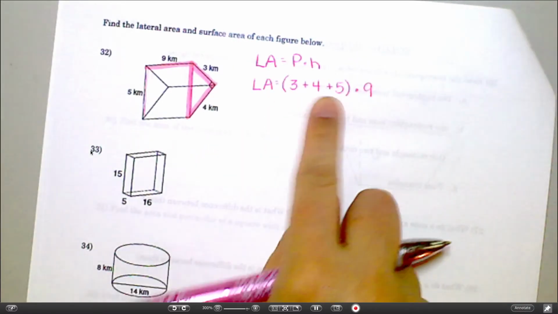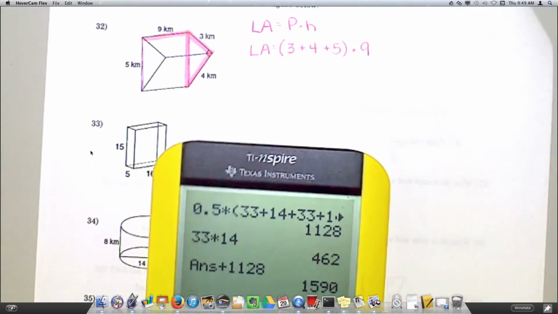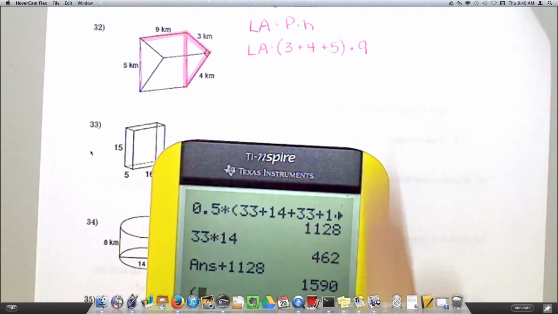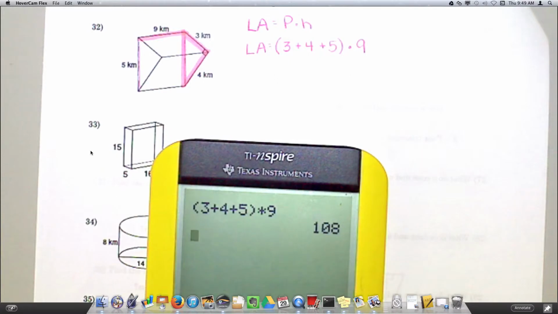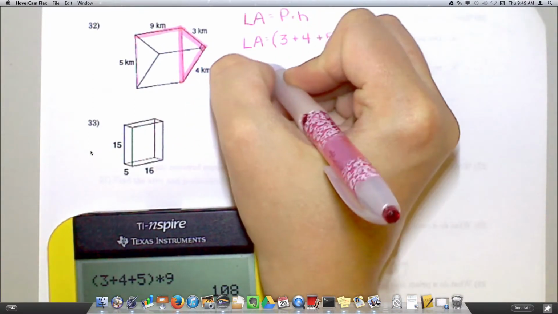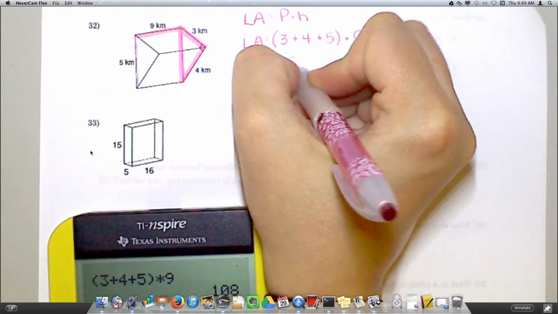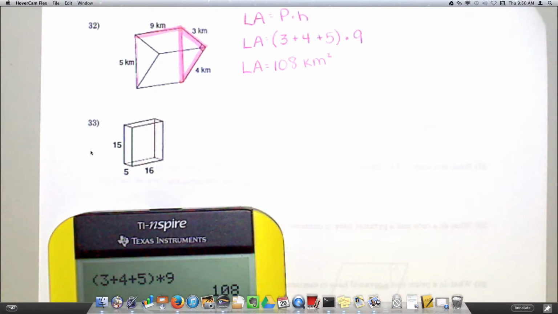You could type this in a calculator all at one time. Actually, that's probably the more efficient way to go. Make sure you put that perimeter in parentheses, though. So I would do (3 plus 4 plus 5) times 9. That's a total of 108. So my lateral area, the area of all of those rectangles put together, is 108. Did you follow that okay?